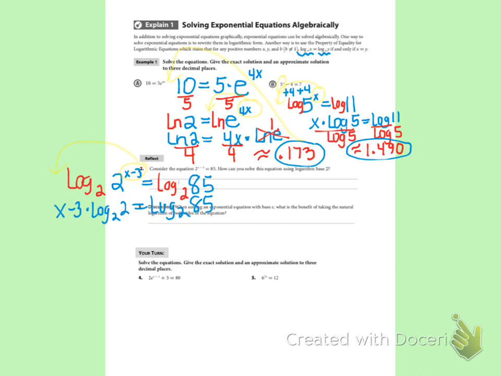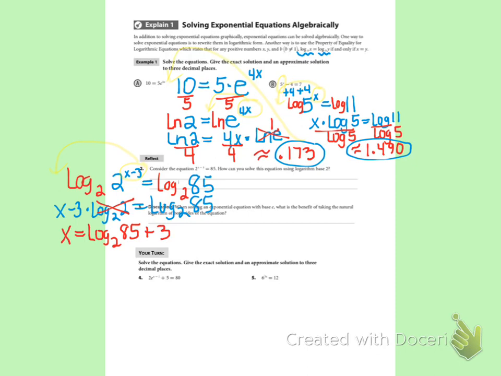Well, so the log base 2 of 2, that takes care of itself because that's really just 1. And so my exact solution would come from adding 3 to both sides. It would be x is equal to the log base 2 of 85 plus 3.